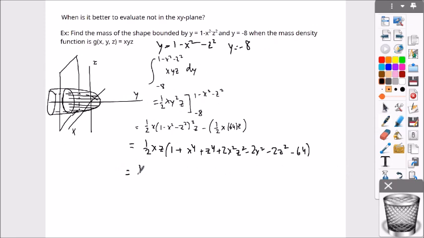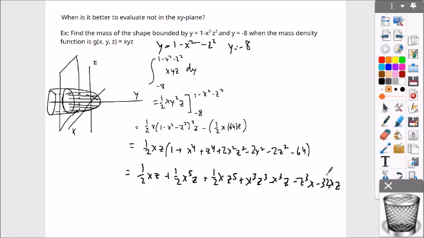That's equal to 1/2 times xz, or no, I'm going to distribute. This is equal to 1/2 xz plus 1/2 x to the 5th z plus 1/2 x z to the 5th plus x to the 3rd z to the 3rd minus x to the 3rd z minus z to the 3rd x minus 32xz. That's a big number. That's a really, really big number.